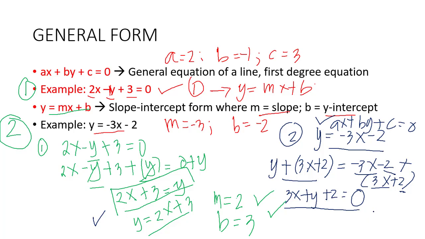So we're done. No? Na-transform na natin ang second equation natin, which is in slope-intercept form, to a general form. And at the same time, we have transformed a general form to a slope-intercept form. So ganun lang yun kadali.